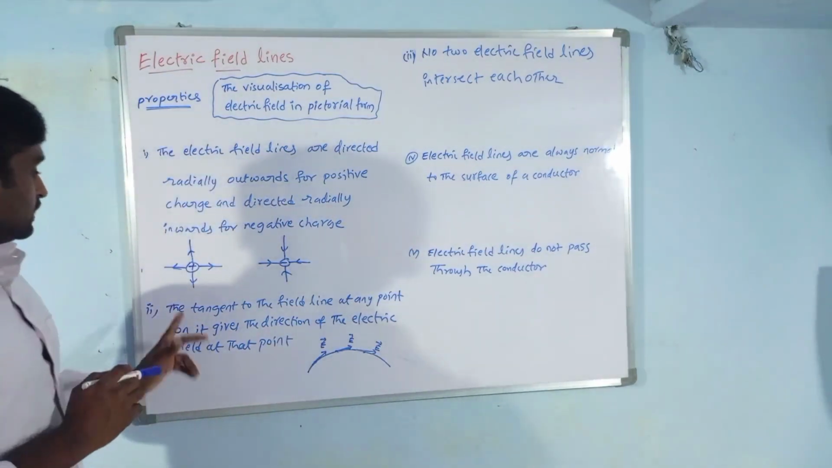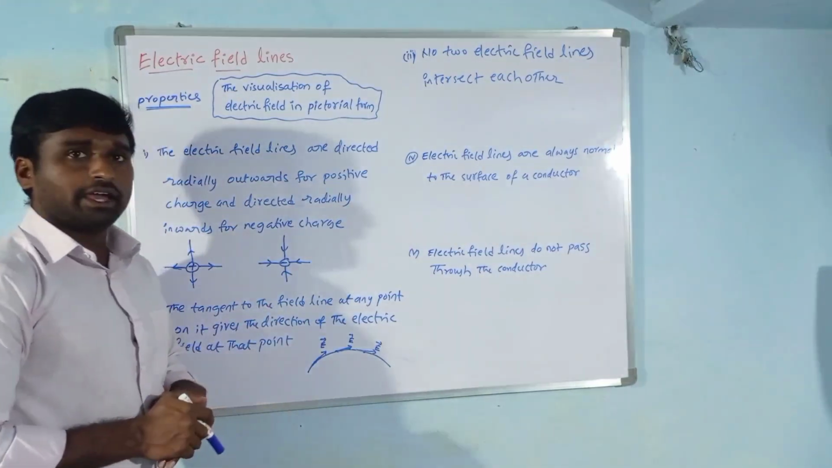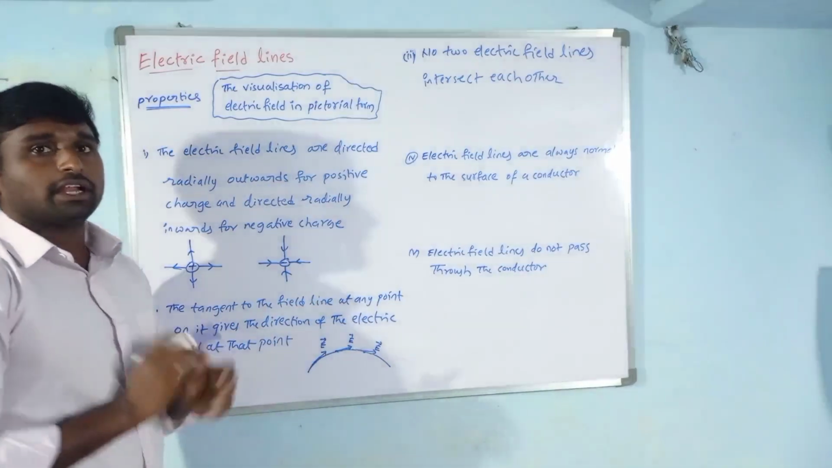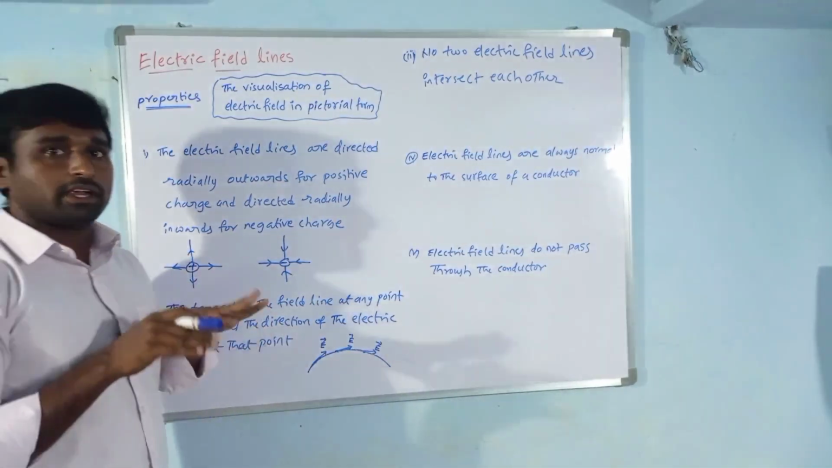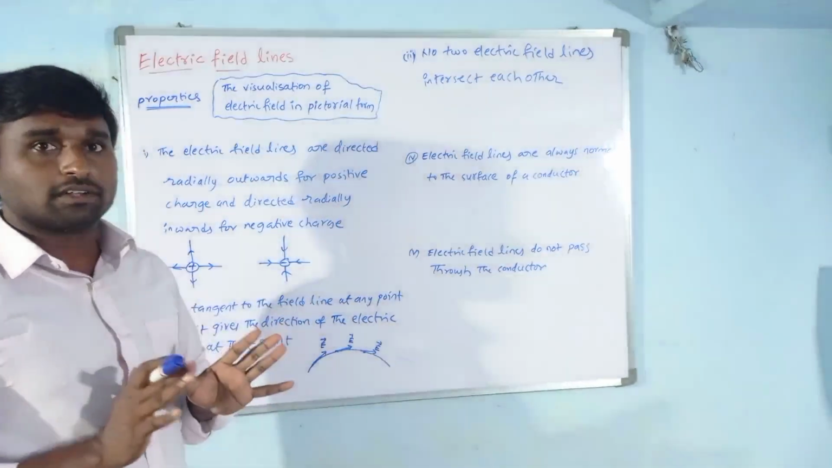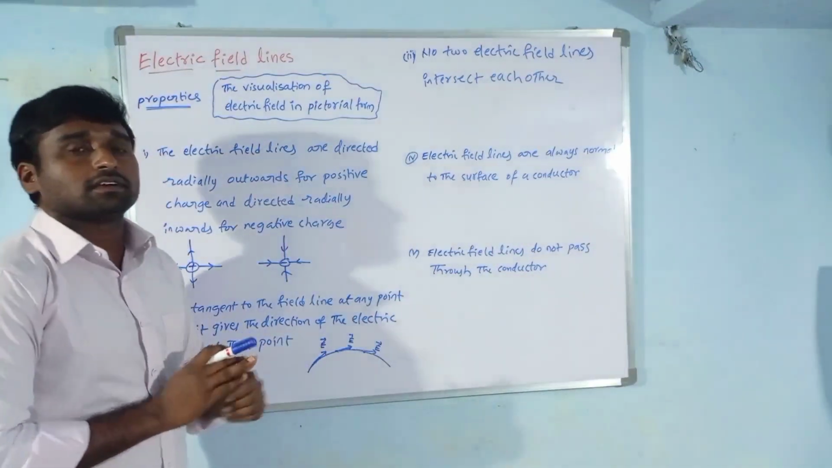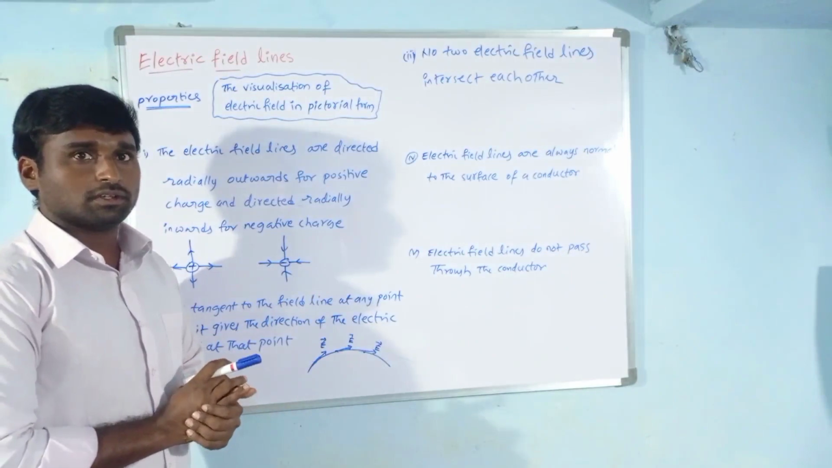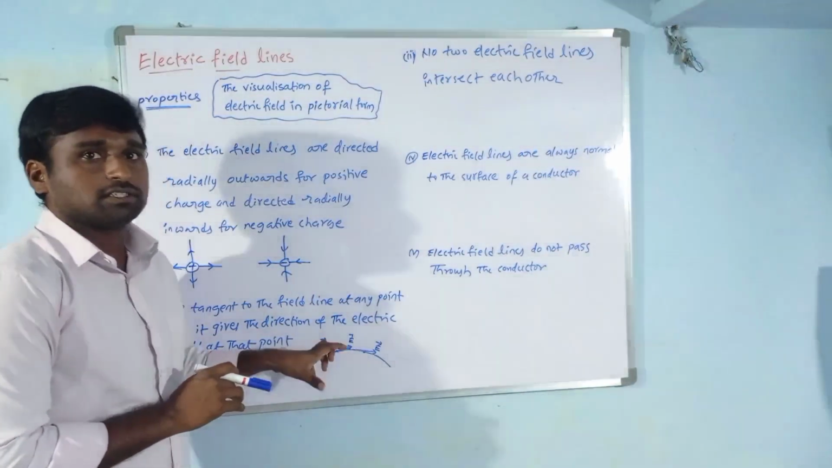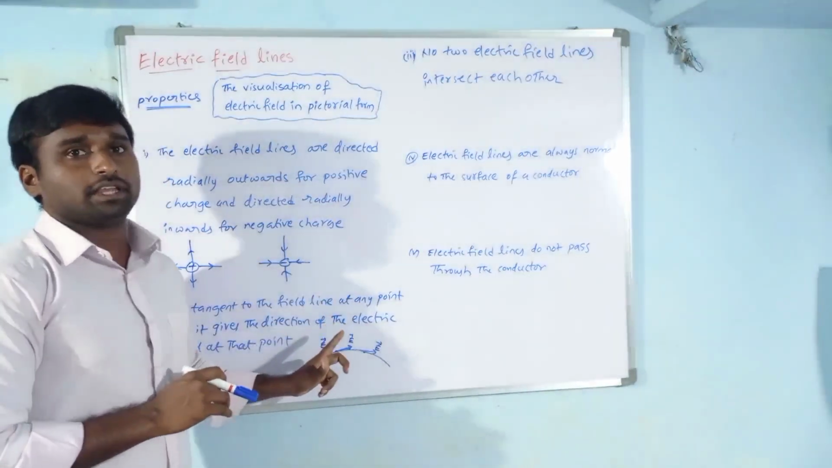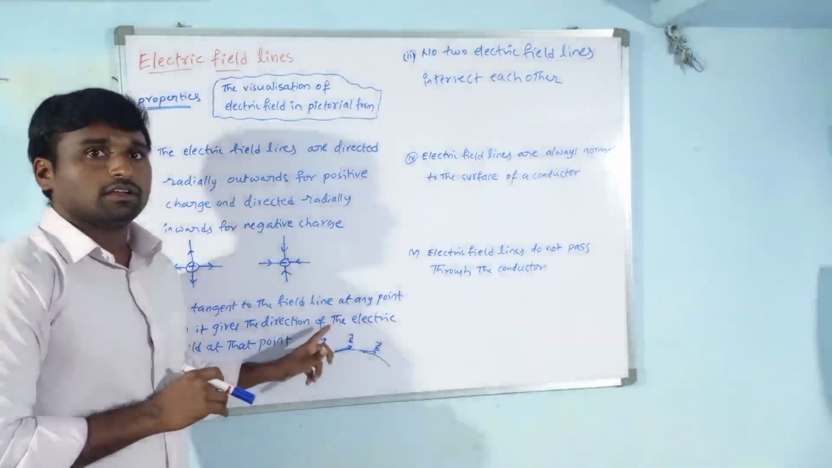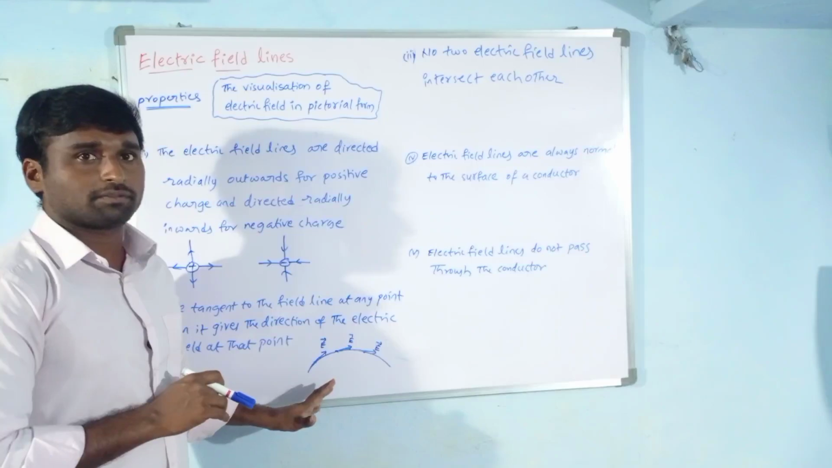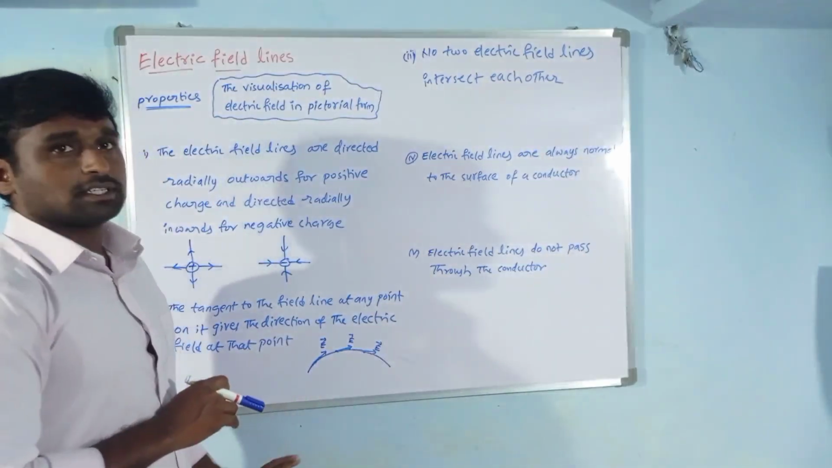So the tangent to the field line at any point on it gives the direction of the electric field. Electric field is a vector quantity, that's why it has a certain direction, and that direction can be found by the tangent. The tangent on the field line at any point represents the direction of the electric field at that point. So this is the second property.